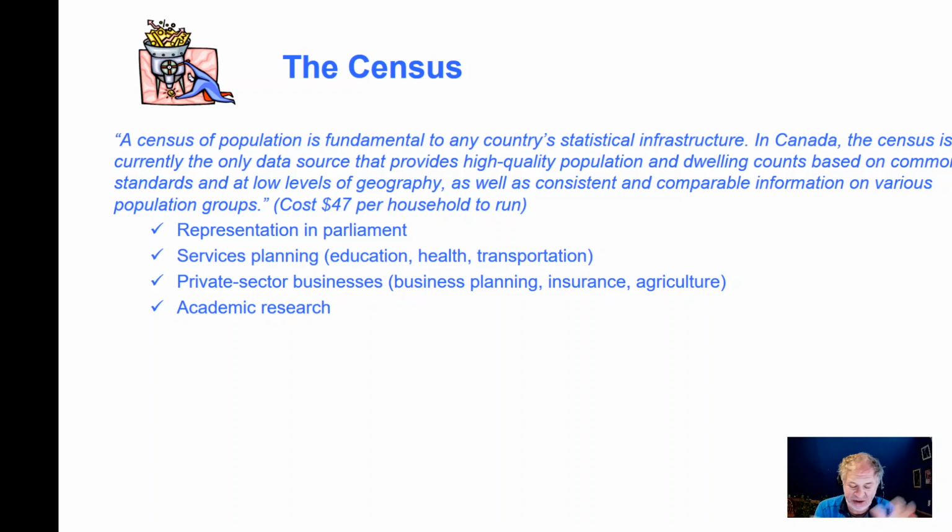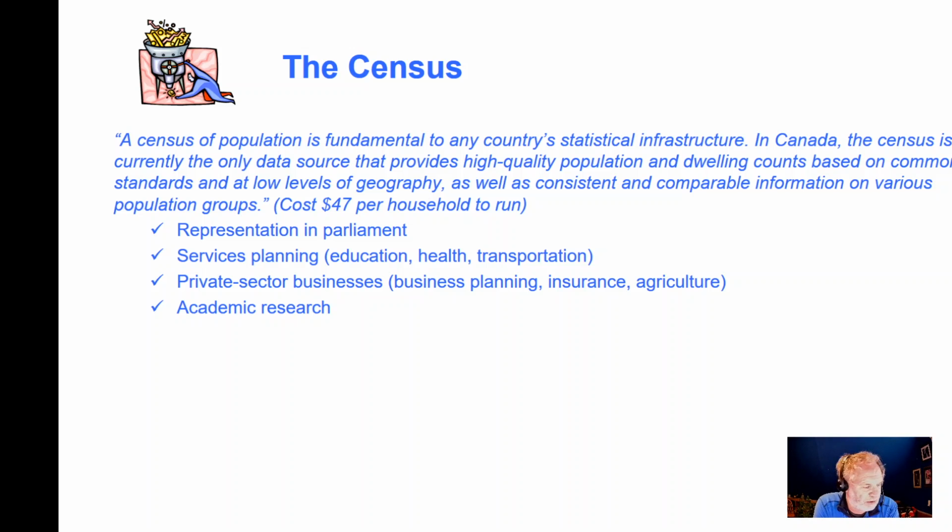The Cadillac of sampling, the top end, is basically not even sampling. You basically have the whole population, right? So you are sampling, but it's not like how we think of it. You have everybody, and it's very expensive, but it's very important. As the quote says here, census of population is fundamental to any country's statistical infrastructure. In Canada, the census is currently the only data source that provides high quality population and dwelling counts based on common standards and at low levels of geography, as well as consistent and comparable information on various population groups. And the 2016 census cost roughly $47 per household to run, so it's not cheap.